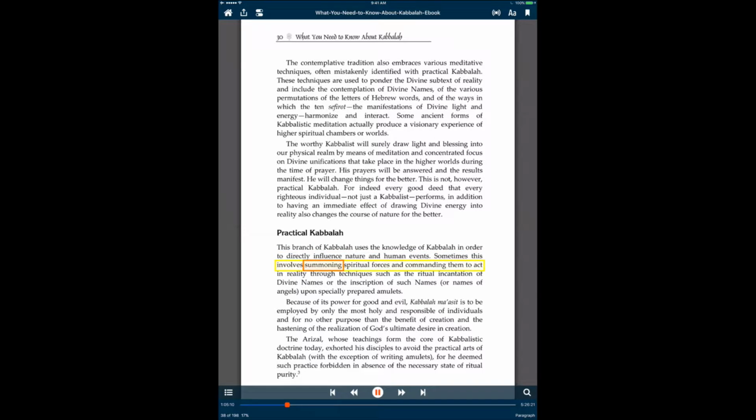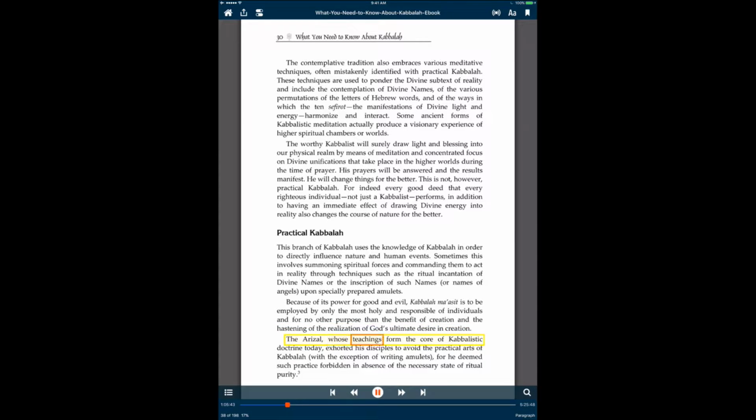Sometimes this involves summoning spiritual forces and commanding them to act in reality through techniques such as the ritual incantation of divine names or the inscription of such names, or names of angels, upon specially prepared amulets. Because of its power for good and evil, Kabbalah Ma'aseit is to be employed by only the most holy and responsible of individuals and for no other purpose than the benefit of creation and the hastening of the realization of God's ultimate desire in creation.